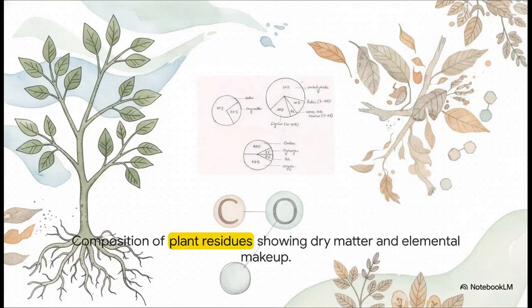Now, take a look at the breakdown of that raw plant residue. A fresh plant is actually roughly 75% water. That leaves 25% dry matter, which is heavily dominated by carbohydrates at about 60%. Then you've got 10 to 30% lignins and much smaller amounts of proteins, fats, and waxes. And if you zoom in on the elemental makeup, it's pretty perfectly balanced. Carbon and oxygen each make up exactly 44% of the material.